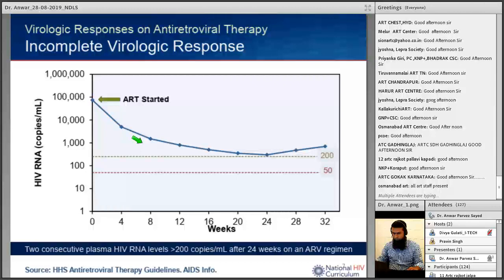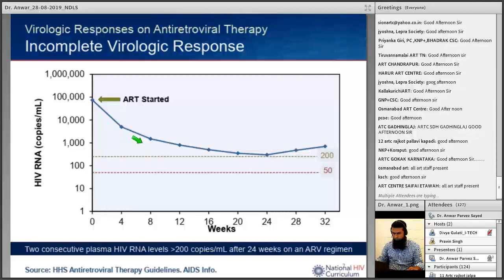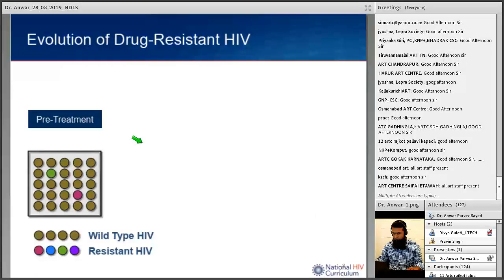So if you are giving ART, ideally it should control the viral multiplication. The virus should not multiply in the presence of ART or active ART medications. But if the virus continues to multiply in the presence of ART, that's what we call resistance to ART.